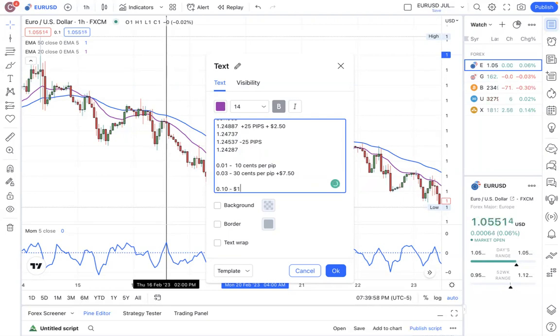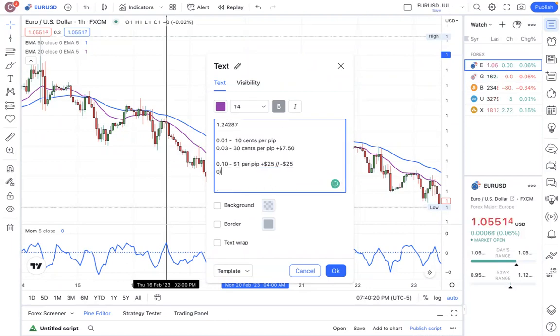Now, the next class is 0.10, right? And that's actually $1 per pip. And this is for currencies only. This does not apply to Bitcoin. This does not apply to indices. $1 per pip. So again, if we're in the same trade and we risk $1 per pip, we would have made plus $25. And if we had our stop loss at 25 pips, that would be minus $25, right?